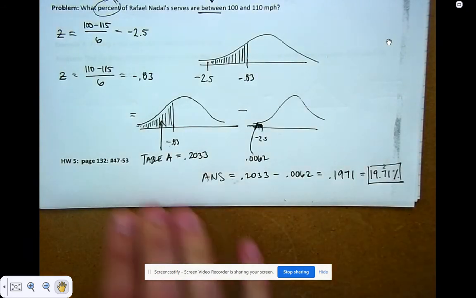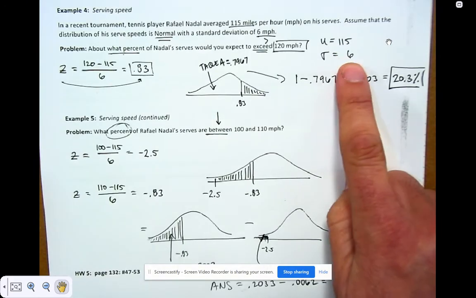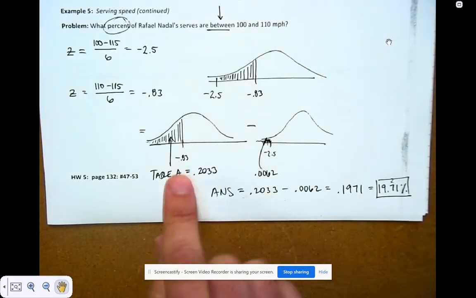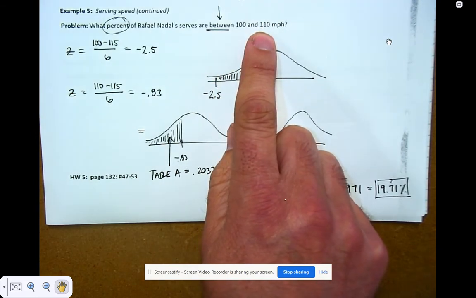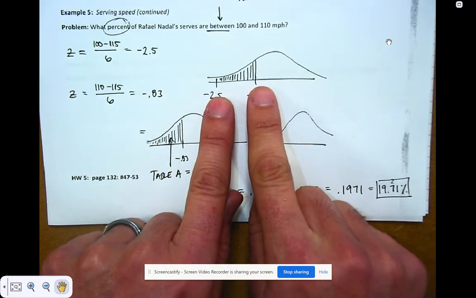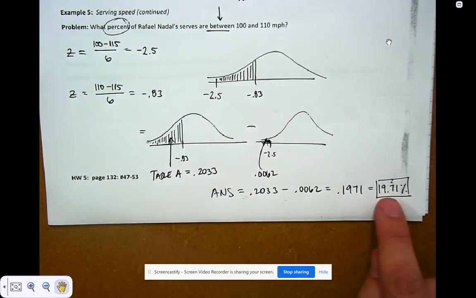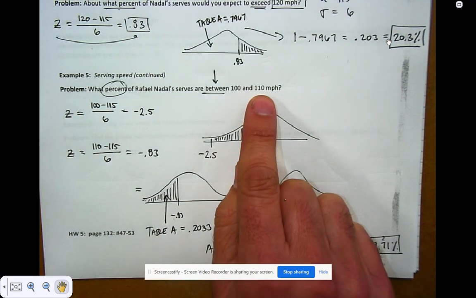So Rafael Nadal averages a 115 mile per hour serve with a standard deviation of 6. How often are his serves between 100 and 110? We do that by switching them both to z-scores and using table A to get our answer. So only about 20% of his serves are between 100 and 110.